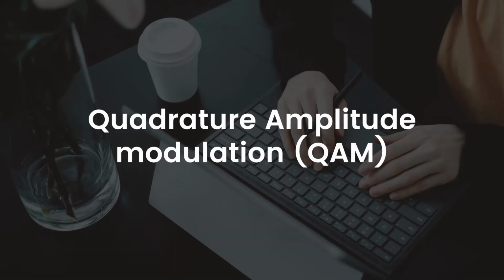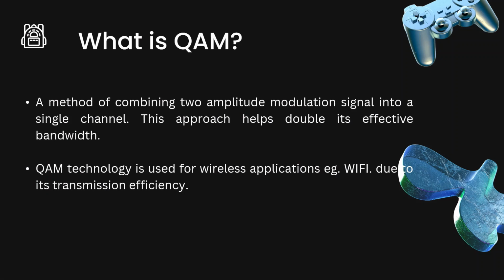Okay, so next I'll be explaining a more improved modulation technique, which is quadrature amplitude modulation, QAM. What is QAM? QAM is a method of combining two amplitude modulation signals into a single channel. This approach will help to double the effective bandwidth. QAM technology is used mainly for wireless applications, for example, Wi-Fi, due to its transmission efficiency.